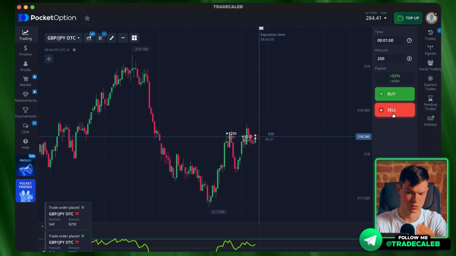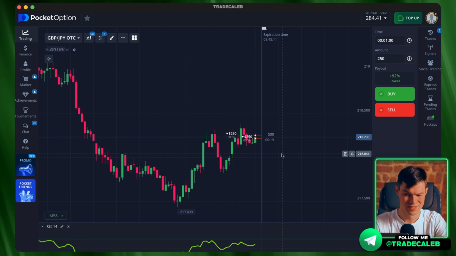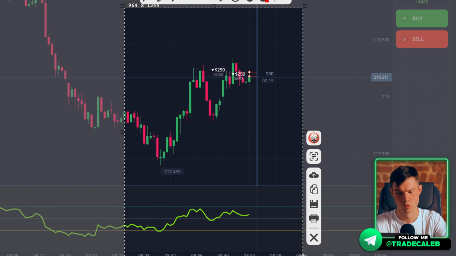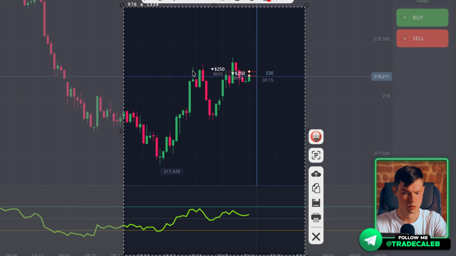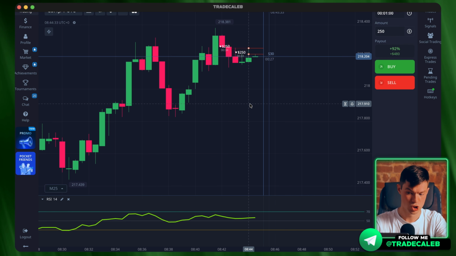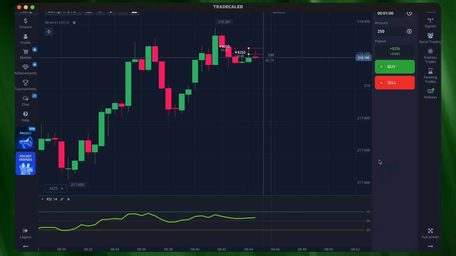My friends, look, right now we might be witnessing a local price reversal, and the reason is that a bearish divergence is forming here. Since if we look at the peaks, the price is rising between those peaks while the RSI is falling. So the price is falling following the RSI, so I'm opening a couple of trades here. In this situation, I feel more confident.